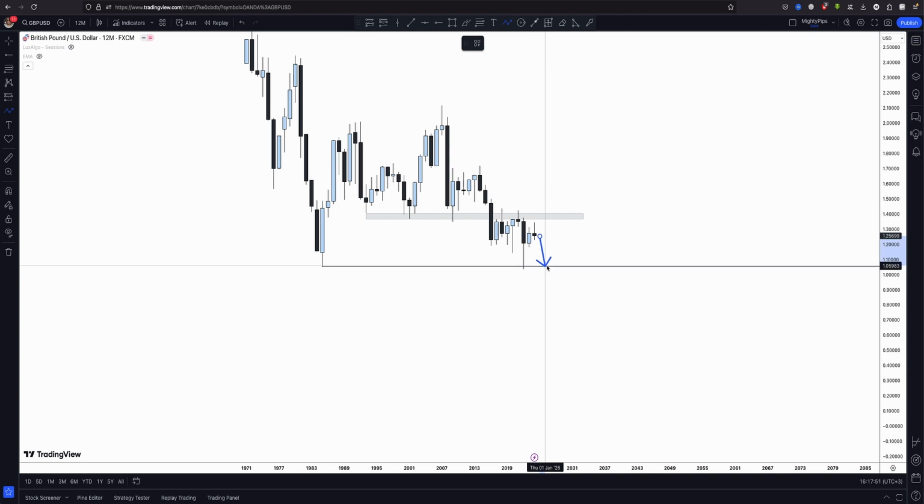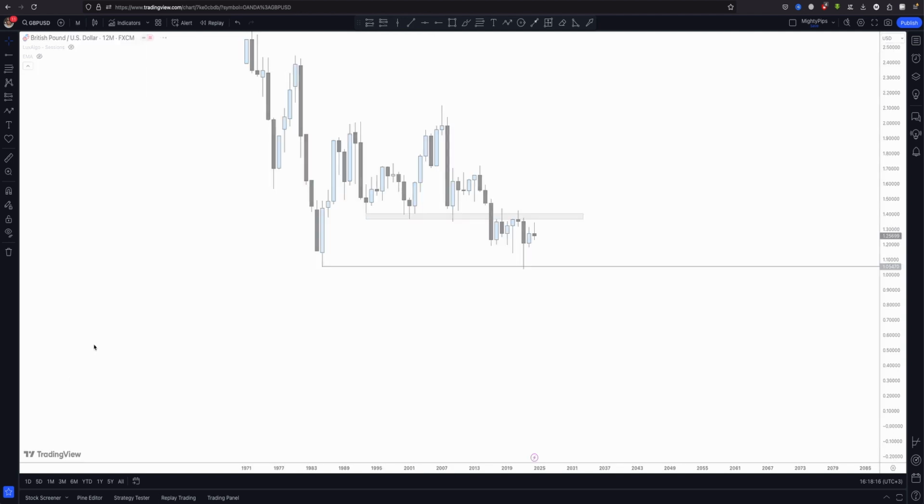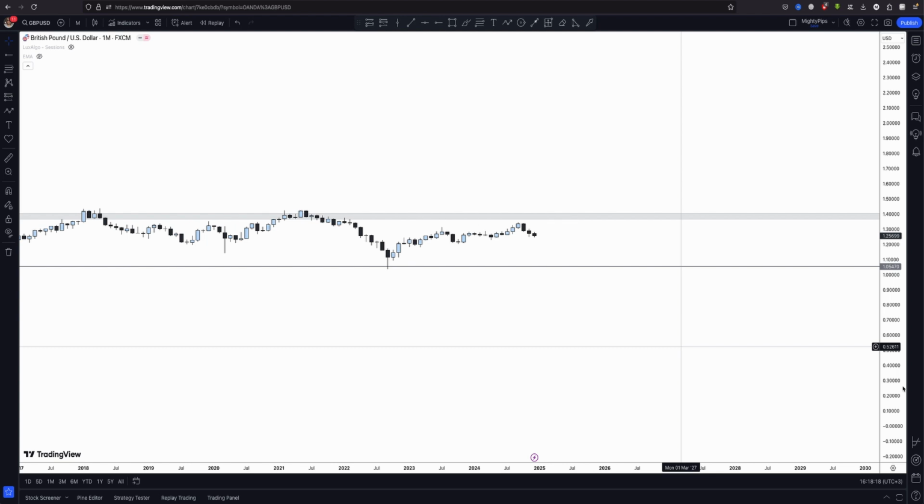It may not reach here in 2025, might reach here like in 2027, okay? But next year is going to initiate the move to this level right here. Coupled with the fact that Donald Trump is going to be president, this may support the US dollar to push the pound lower to these levels right here, okay? So let me go down to the monthly chart so that we can see what that area is telling us.